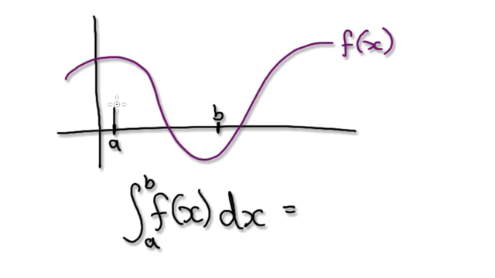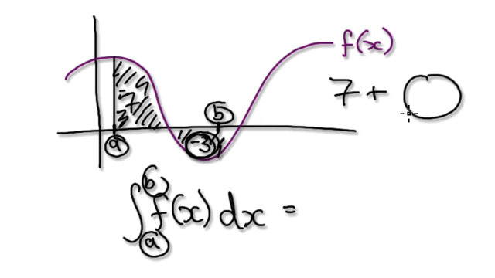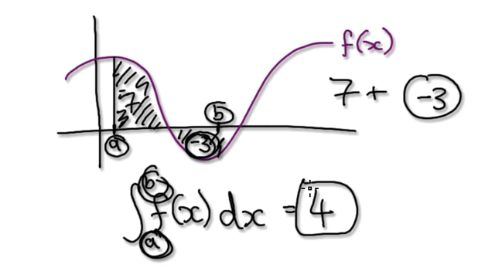So for example, let's say this area here is 7 in total. It has an area of 7. And let's say this area here has an area of -3. So to work this out from A to B, it would be 7, plus this area here, which would be -3. So overall it would be +4. So the whole area from A to B here would be +4.